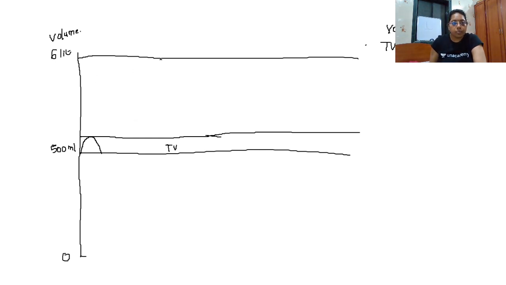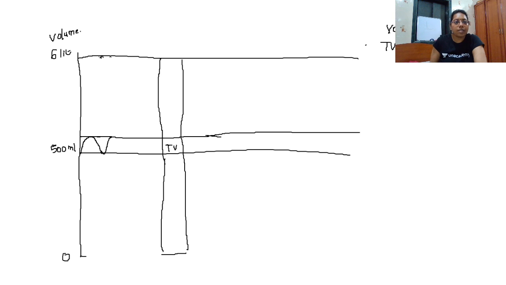Now, if you ask the person to inspire over and above normal inspiration, so the person has inspired, and here you ask the person to take deep inspirations, this entire volume that the person inhales over and above normal inspiration is called the inspiratory reserve volume, which is roughly 3000 ml. So this becomes 500 ml and this becomes 3000 ml.